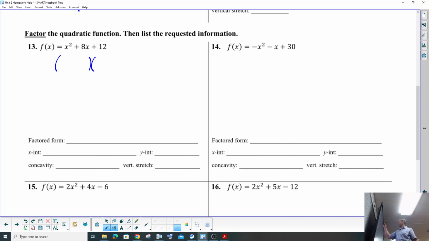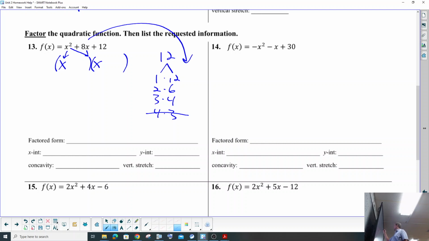And so 13, you're going to factor it. Remember, it factors into x and x. But what are factors of 12? Well, we got 1 and 12. 2 times 6. 3 times 4. 4 times 3. We just repeated, so that means we're done. So it's one of those that's going to add up to the middle term. It needs to add up to 8. Which one of these adds up to 8? Is it 2 plus 6? Yeah, 2 plus 6 adds up to 8. Good, so that's our factored form.